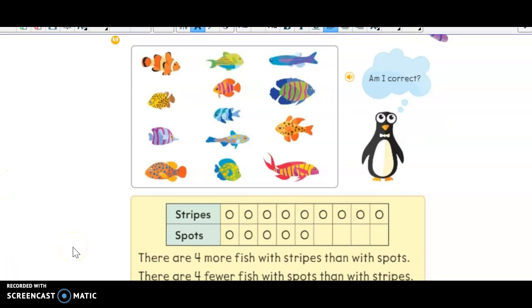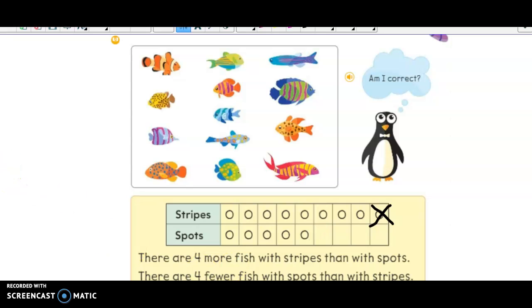Let's count up those fish that have the stripes. 1, 2, 3, 4, 5, 6, 7, 8. Okay, so we count that there's 8. Let's see what he got. 1, 2, 3, 4, 5, 6, 7, 8, 9. Oh, okay, so he must have had 1 too many. So let's put an X on this, because he counted 1 too many. Let's count the spots. 1, 2, 3, 4, 5. Okay, we got 5. Let's count 1, 2, 3, 4, 5. Good, he did that part right.